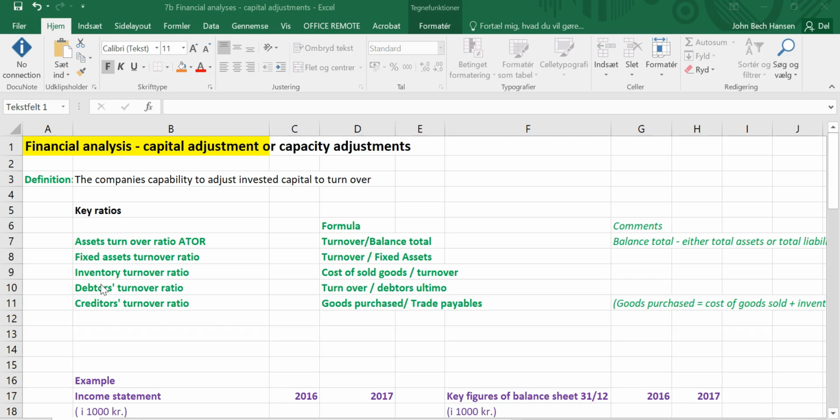And the inventory, of course, well, you're not measuring against the turnover, because the turnover is made in sales price, whereas the inventory is what we have bought it to. So that's the cost price. Therefore, we here take the cost of sold goods divided by the inventory. Sorry, here's a mistake. I have to change that. I'll just change that.